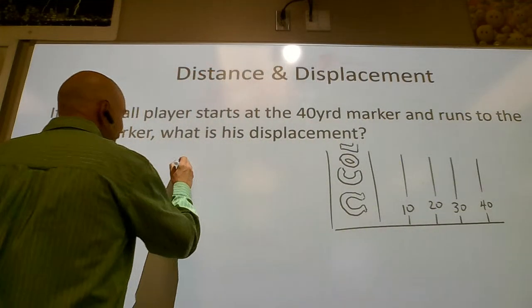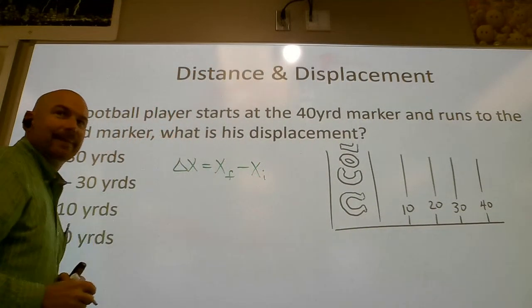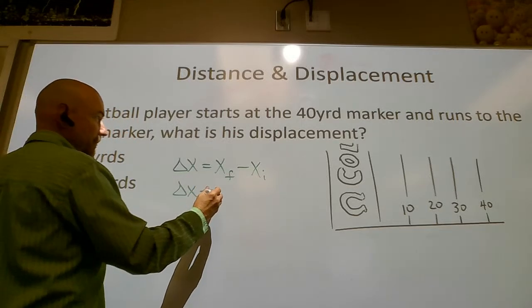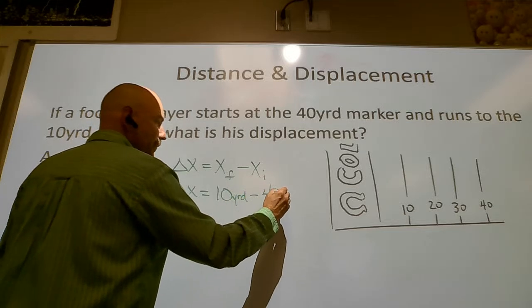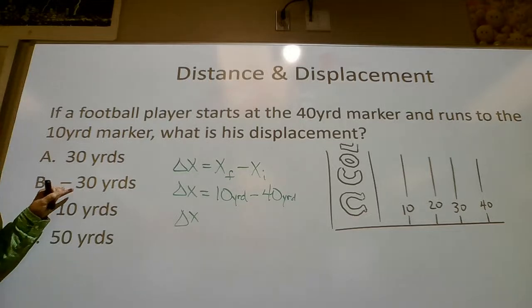Okay. Displacement. Final minus initial. What was your final position? 10. What was your initial? So your displacement was a negative 30 yards. Okay? If I ask for the magnitude of displacement, then that would be 30 yards. Do you see the difference there?